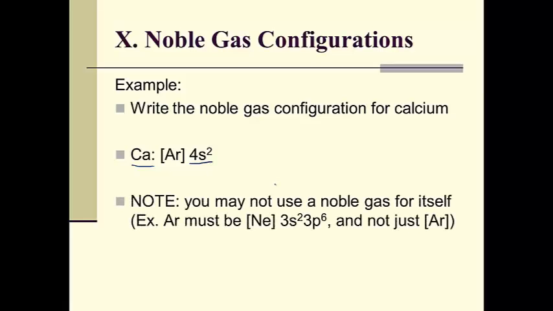Now, you cannot use a noble gas for itself. In other words, if I told you to write the noble gas configuration for argon, you cannot just simply write argon. You have to pick the noble gas in the row above it, then add in the rest of the electrons. There's 8 more past neon, so they go into the 3s2 and then the 3p6.